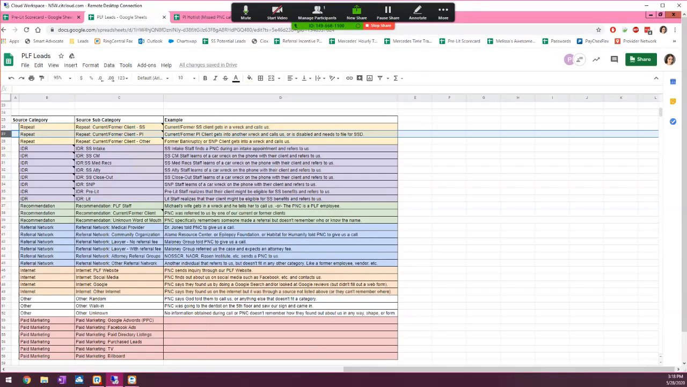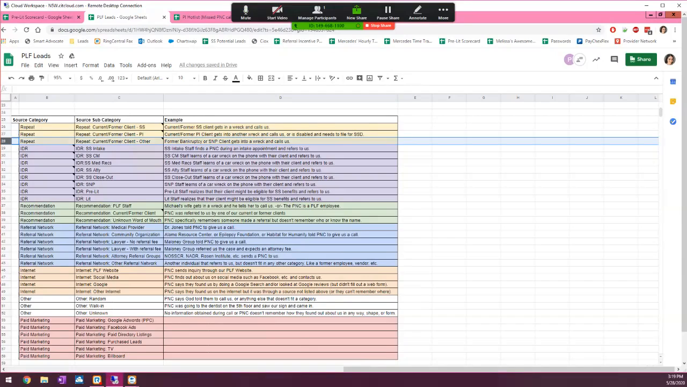Next, we've got repeat current former client personal injury. So this would be if one of our current or former personal injury clients either gets into another wreck and they need assistance with this claim as well, or say that they're now disabled and they need help with their Social Security claim, they would fall under this category.